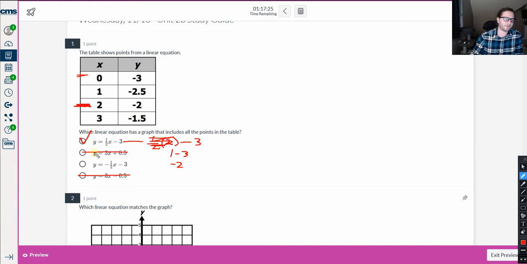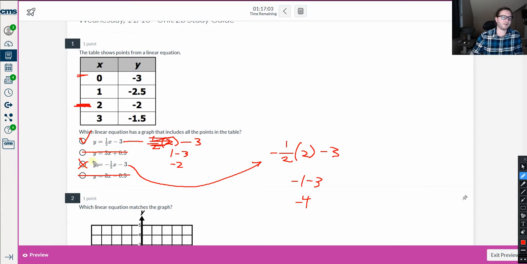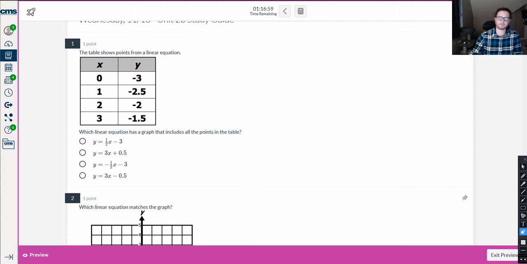So that checks out. For this one over here, I'm going to rewrite it all the way over here. We have -1/2 times x, which x is 2, minus 3. Multiply that. -1/2 times 2 would equal -1. And -1 minus 3 would equal -4. So this one did not work. The answer to number 1 should have been the first answer choice. We'll go ahead and select that.